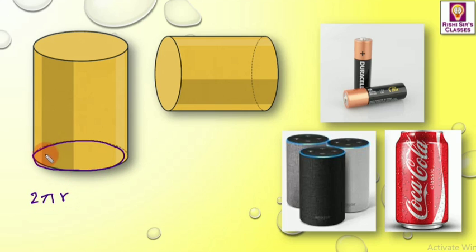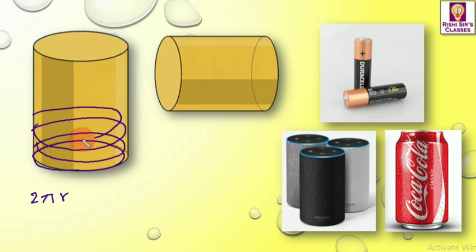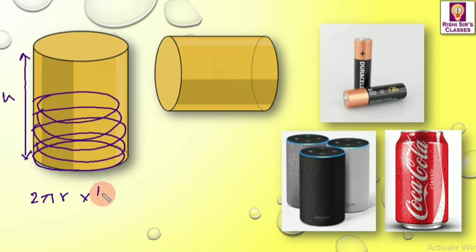We all know that. Now suppose we have multiple circumferences of a circle, one over the other, like this, and it is ranging up to a height h. The total height is h. There are h number of circumferences of a circle. So we just need to multiply the circumference of a circle by the height. So the CSA of a cylinder is 2 pi r h. Easy one.